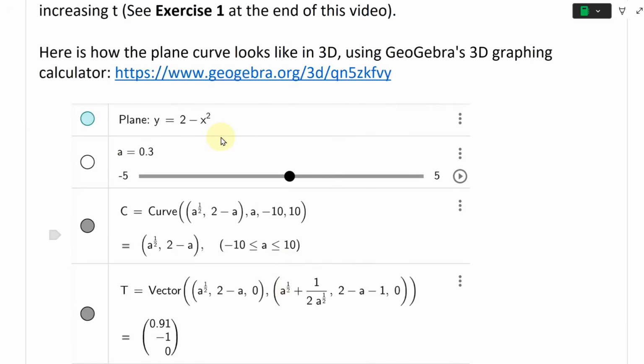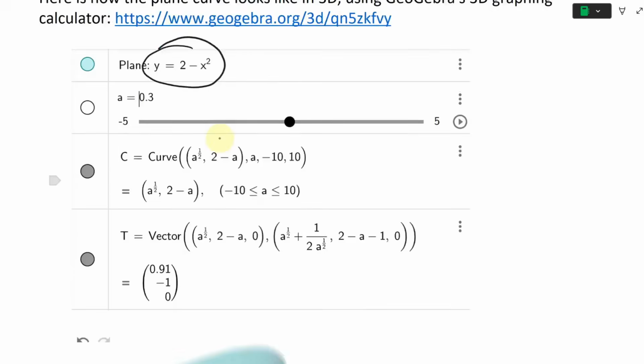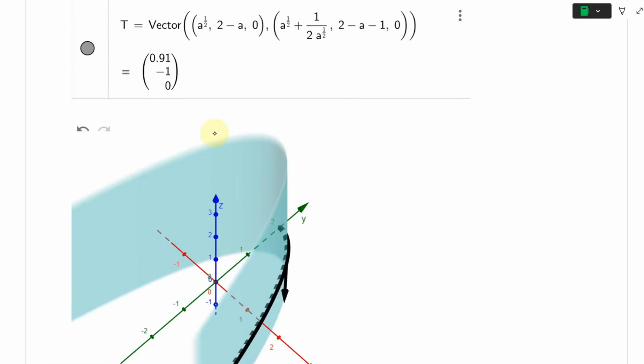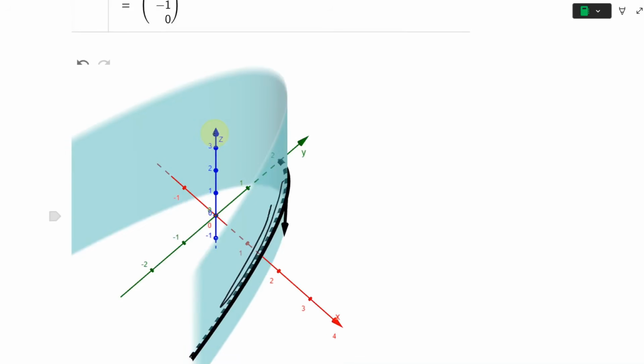Now note what I did. Here's the plane. If we have y equals 2 minus x squared, but we draw it in 3D, that means the z value is going to be infinite. So you basically draw your parabola, and then you draw it for the entire up and down. And hence that's why it's a plane curve like that.